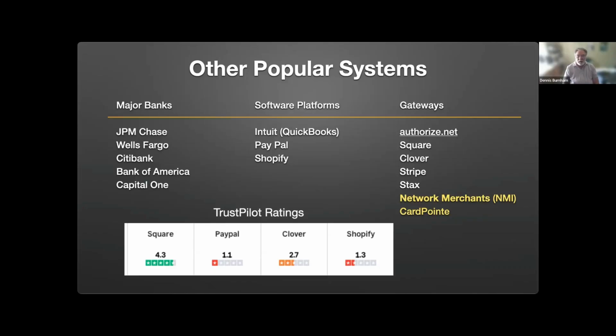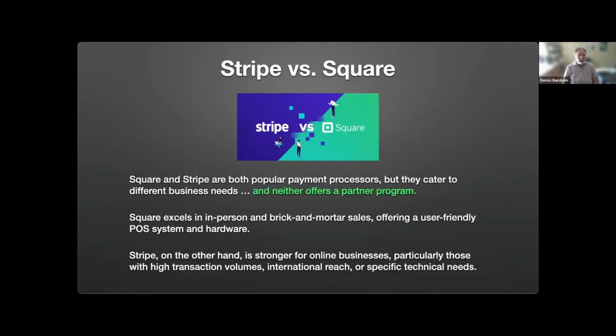There are quite a number of them around, and they vary in price. The 2 shown at the bottom of that list, Network Merchants in Chicago and CardPoint in Florida, are the ones that I work with the most. Square, as you can see in the Trustpilot ratings, has a much better reputation than any of the others, and they're pretty dominant in the world. They're well known and easy for people to sign up with. But the difference between Stripe and Square is that, even though they're both popular payment processors, they cater to different businesses, and neither of them has a partner program.